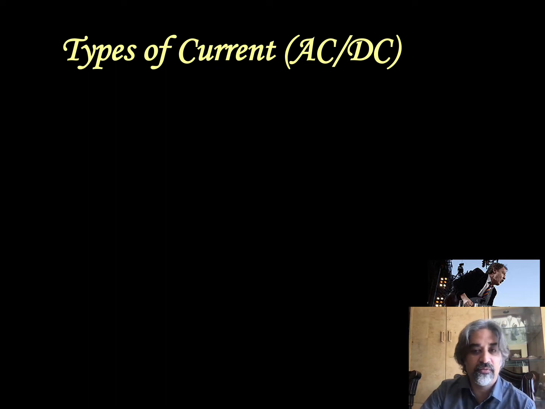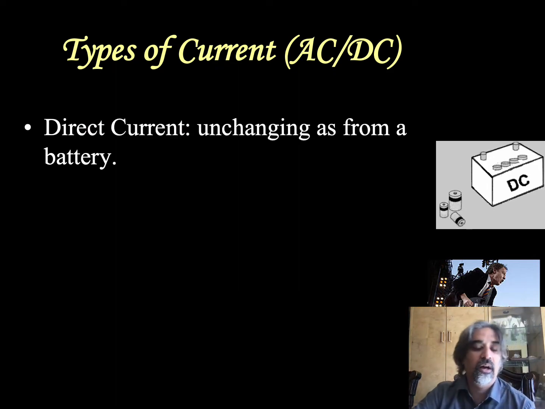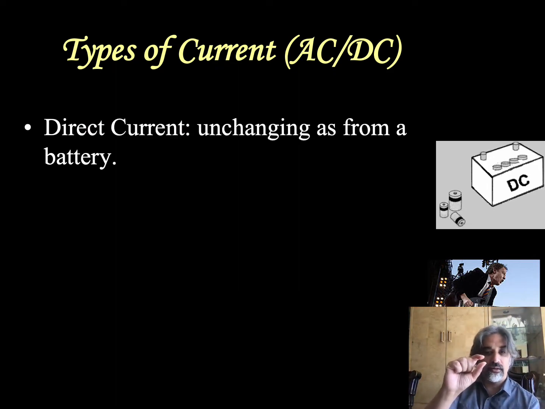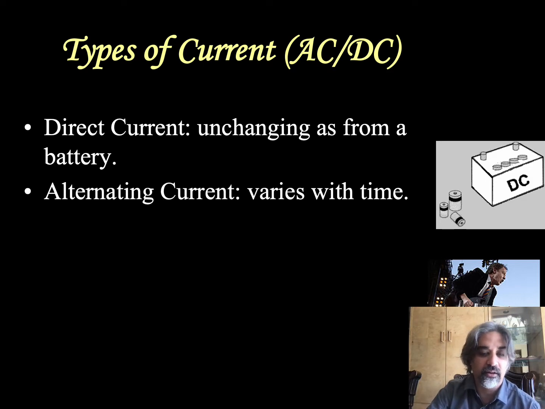So if current is the flow of charges, there are two different types of current. One is direct current, where one amount of current is maintained. That's DC, such as what you get from a battery. Alternating current, or any kind of current varying with time, is a different type of current.